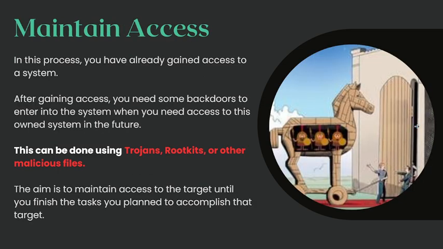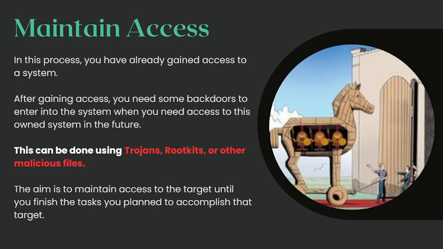Coming to the next phase, once we gain access to any system, we need to make sure we maintain that access. We can do this by installing backdoors, using Trojans, rootkits, or putting some malicious file on that system, which executes when some specific condition is met. For example, if the user restarts the system, a malware runs automatically, and we again gain access to the system. Thus, we do not lose access to the system at all. The main aim here is to maintain this access until we finish all our tasks or objectives which we plan to accomplish on the target.